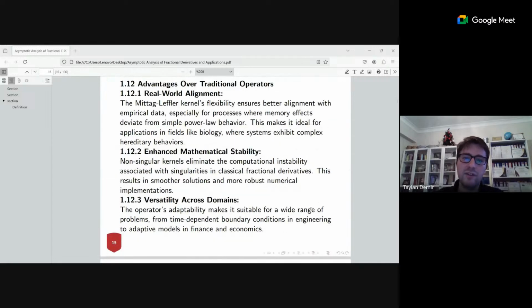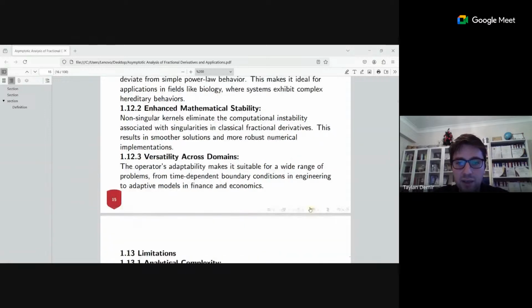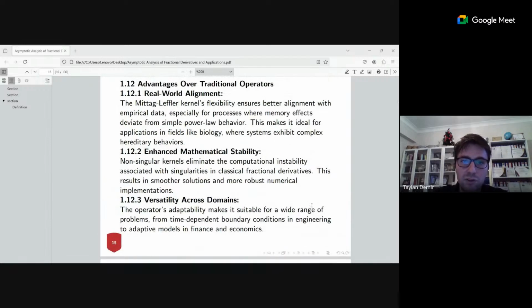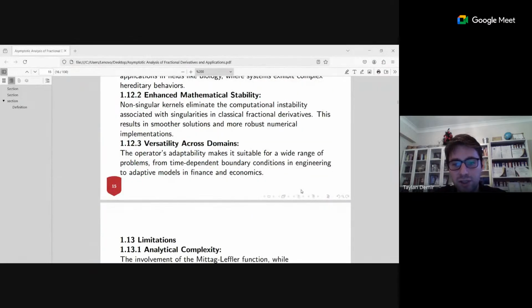And advantages over traditional operators, especially real-world alignment. The Mittag-Leffler kernel's flexibility ensures better alignment with empirical data, especially for processes where memory effects deviate from simple power law behavior. And enhanced mathematical stability is another advantage over traditional operators because non-singular kernels eliminate the computational instability associated with singularities in classical fractional derivatives. Another advantage is versatility across domains, because the operator's adaptability makes it suitable for a wide range of problems, from time-dependent boundary conditions in engineering to adaptive models in finance and economics.